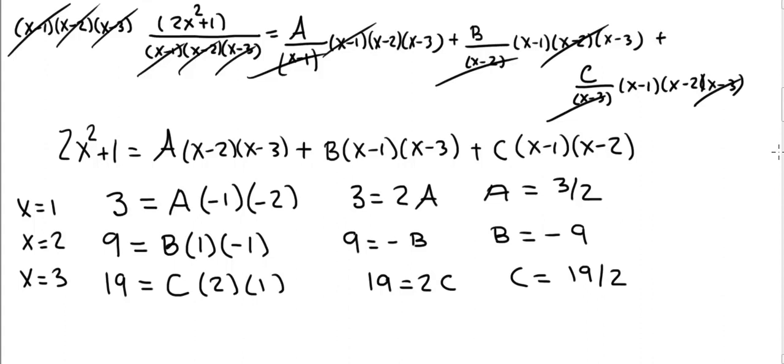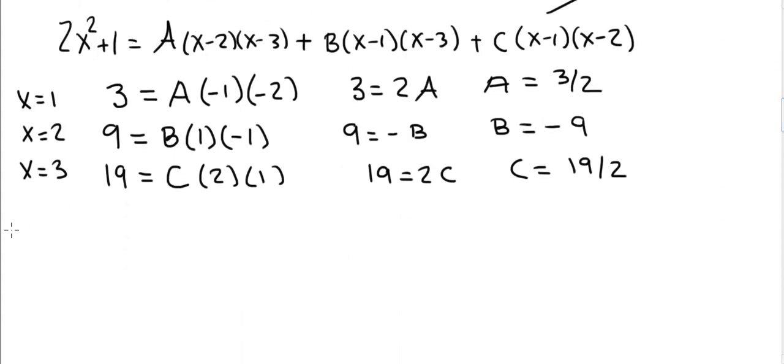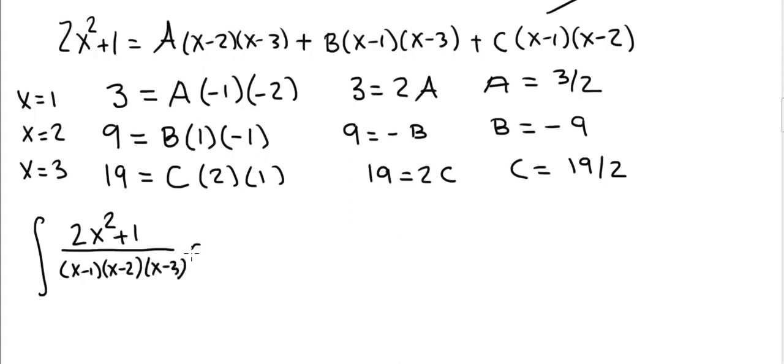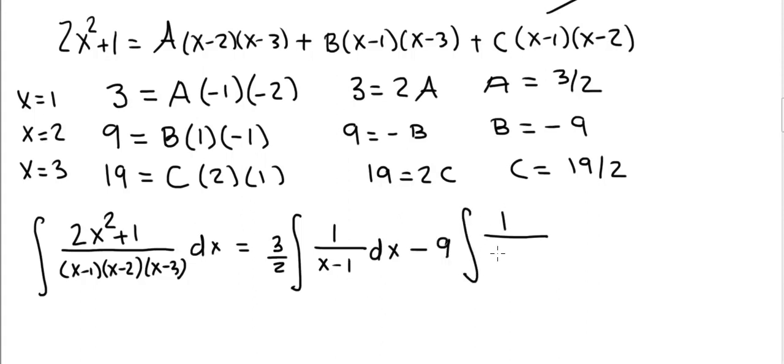That pretty much solves the problem, because we have our integral, which was 2x squared plus 1 divided by x minus 1 times x minus 2 times x minus 3, is now the integral of a divided by x minus 1. So a is 3/2. We can pull it in front. So it's 1 divided by x minus 1 plus b. b is negative, so it's minus 9 times the integral of 1 divided by x minus 2 plus c, which is 19/2 times the integral of 1 divided by x minus 3.